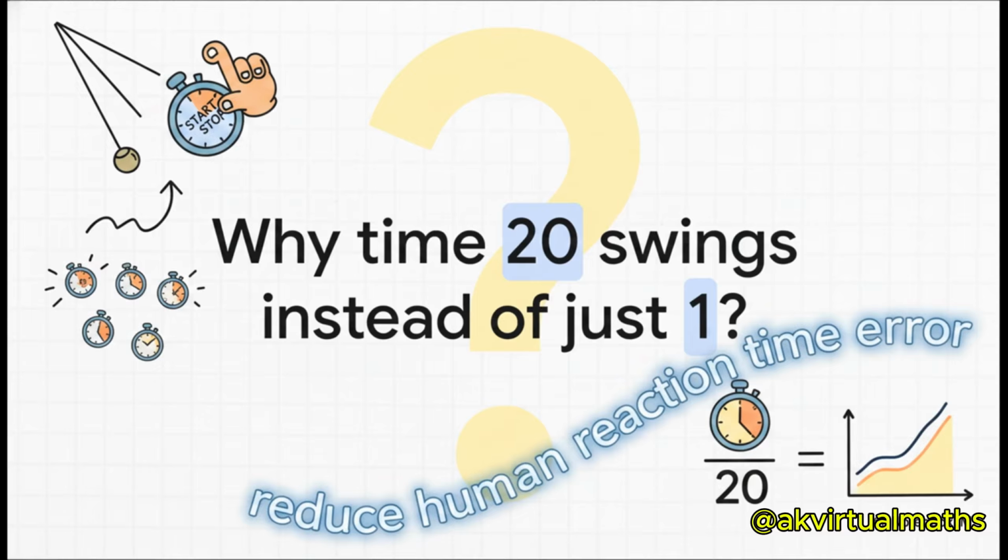The correct answer is to reduce human reaction time error. By taking the total time for 20 swings and dividing it by 20, you calculate a much more precise average, which smoothly irons out any of those tiny mistakes you make when physically clicking the start or stop buttons.